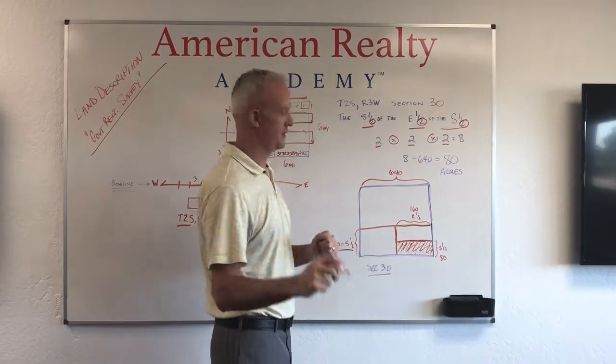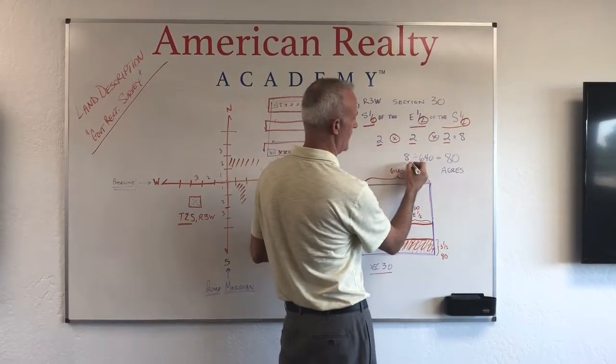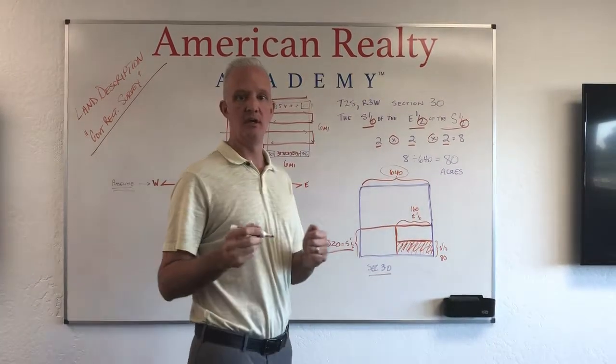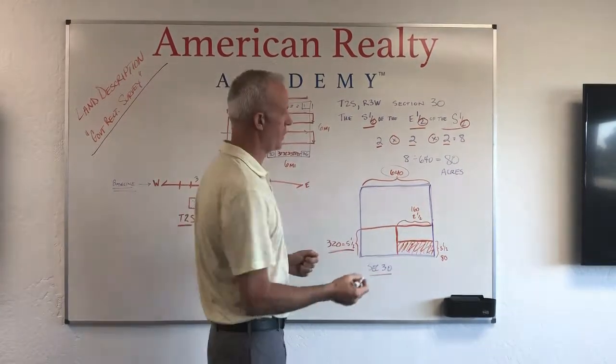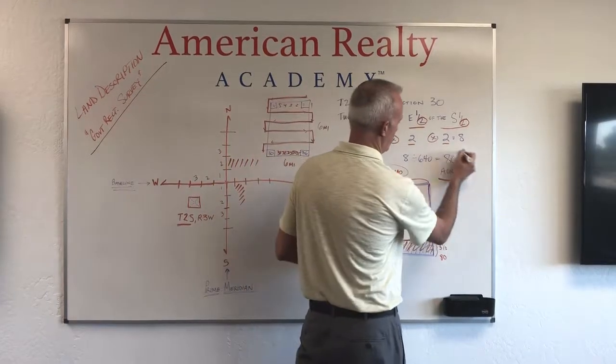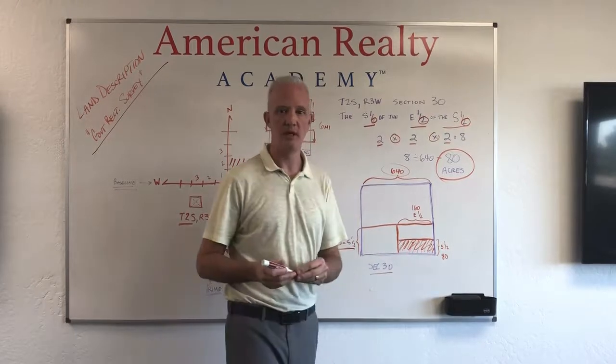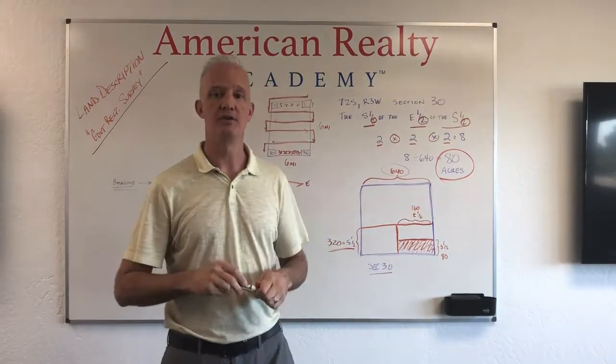This is the shortcut method, so please don't forget, we have to divide by the amount of total acres in that section. So 8 divided by 640 gives you 80 acres. 80 acres and 80 acres, whichever way you feel more comfortable with, I encourage you to do it that way.